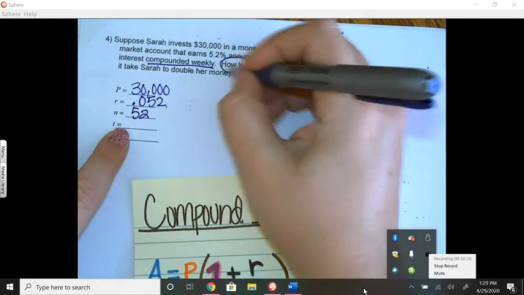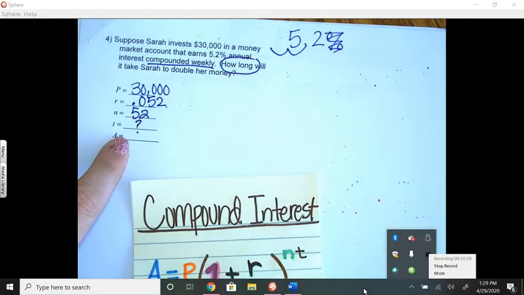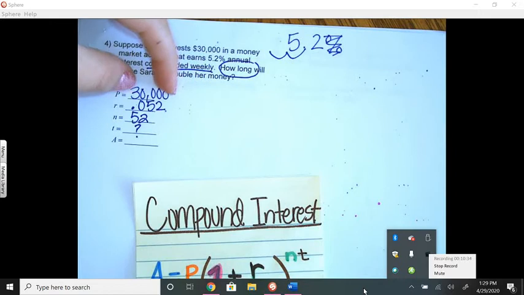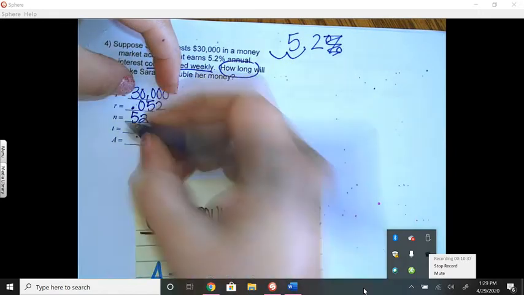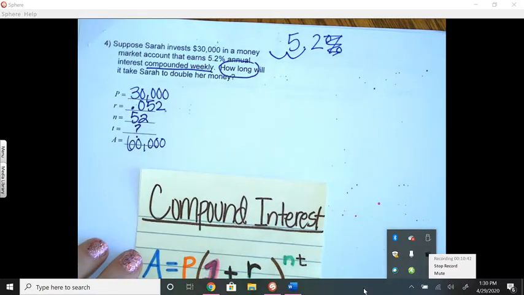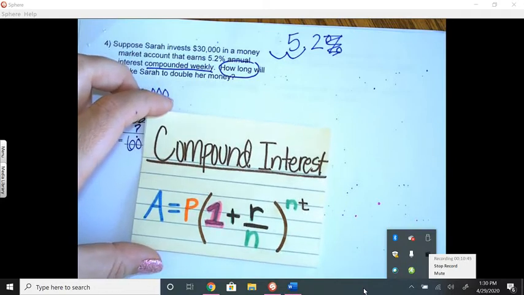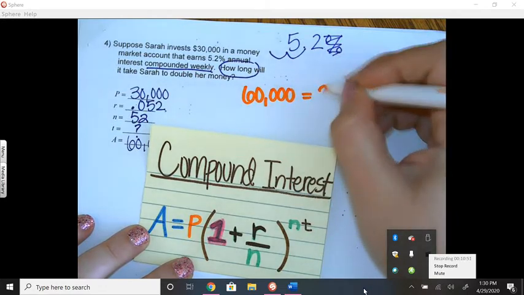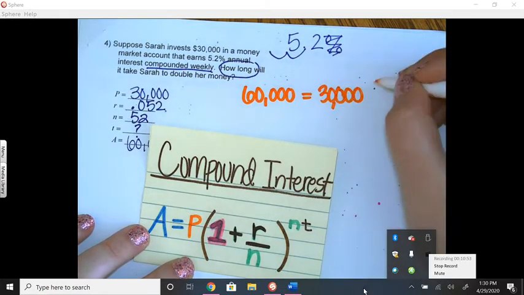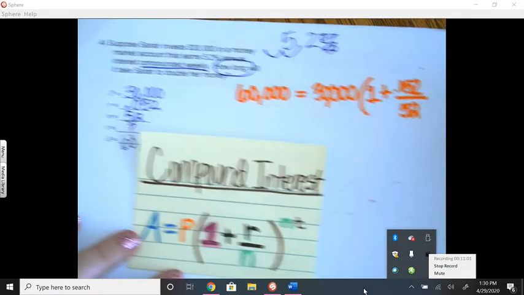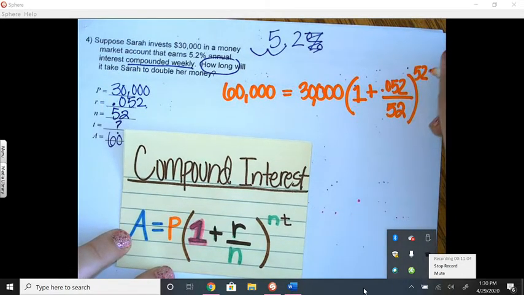How long? Again, we have to find the time it will take Sarah's money to double. If she starts with 30,000, and we want it to double, that would make 60,000 if you multiply 30,000 by 2. This is similar to the last problem, so we're going to plug everything into our formula. She wants to end with $60,000. She's starting with 30,000. Her interest rate is 0.052, divided by 52 weeks, and we want to know how many years.